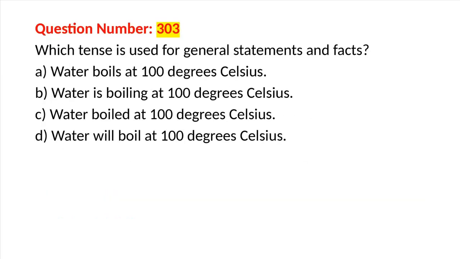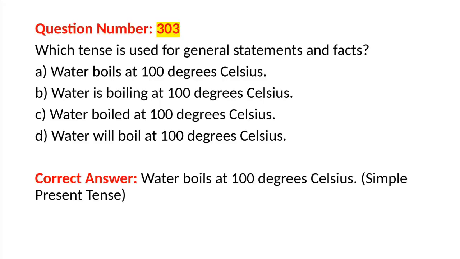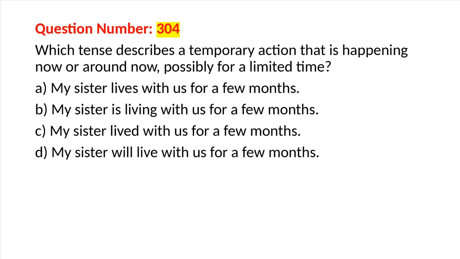Question number 303. Which tense is used for general statements and facts? A. Water boils at 100 degrees Celsius. B. Water is boiling at 100 degrees Celsius. C. Water boiled at 100 degrees Celsius. D. Water will boil at 100 degrees Celsius. Correct answer, water boils at 100 degrees Celsius. Simple present tense.